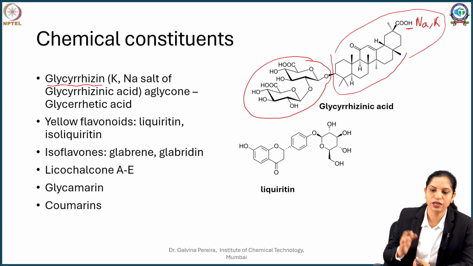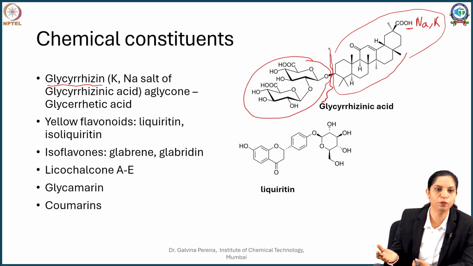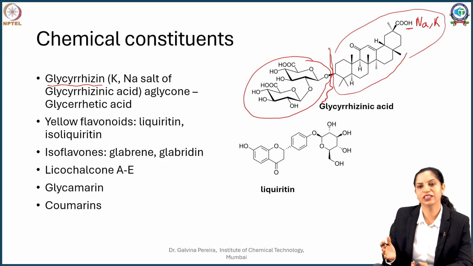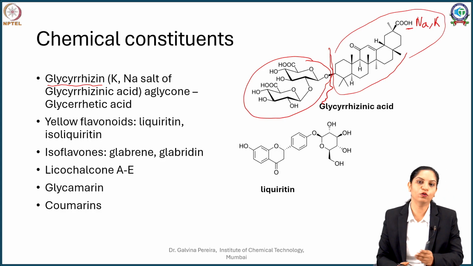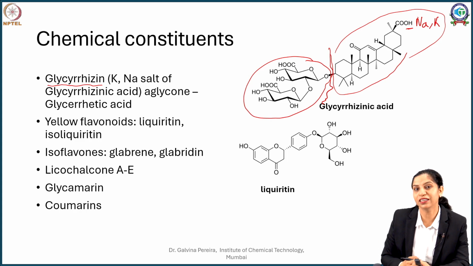Now if you cut out the sugars, you get the aglycone part, and the aglycone part is named glycyrrhetinic acid. So glycyrrhetinic acid is the aglycone part of glycyrrhizinic acid. Now apart from that, we were just discussing licorice.